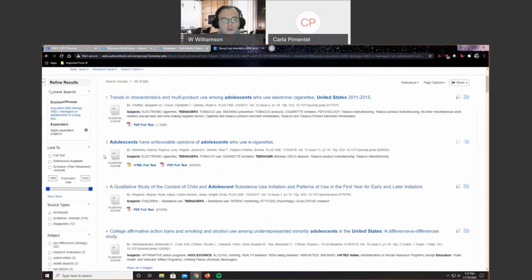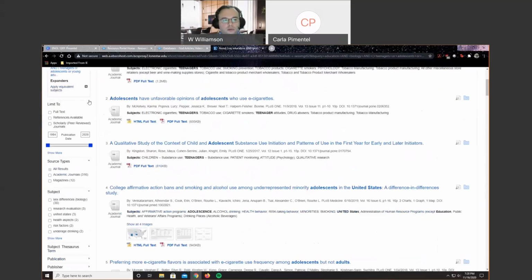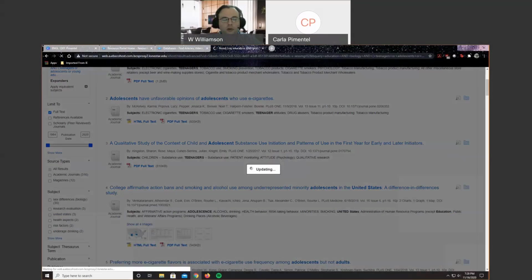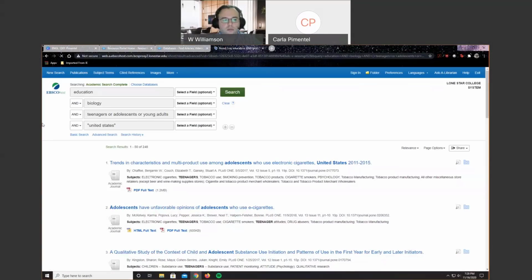Now, if I scroll down, there are other options that the database provides to try and help me narrow things down some more. First off, databases act as indexes of articles that are published as well as collections, which means there are going to be some articles that they have information about where it was published, but it doesn't give you the full text. So I'm going to select this checkbox here. This says full text, and that's going to make sure that I'm only seeing results that I have immediate access to.